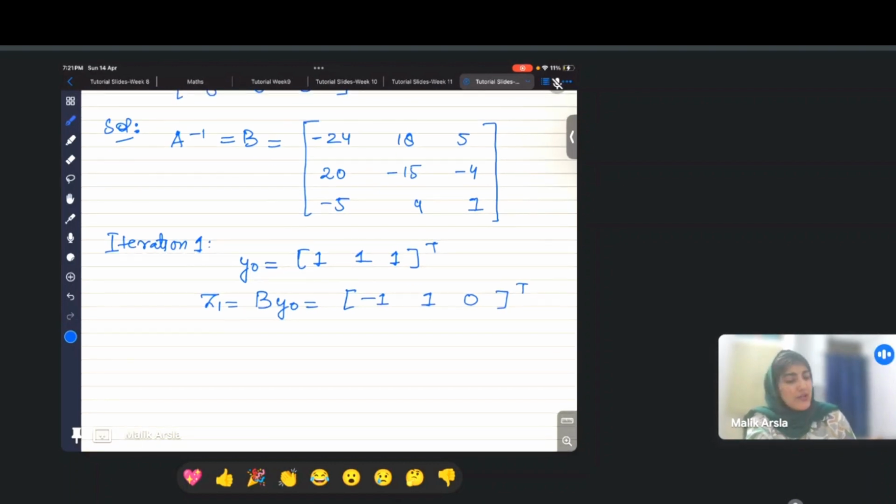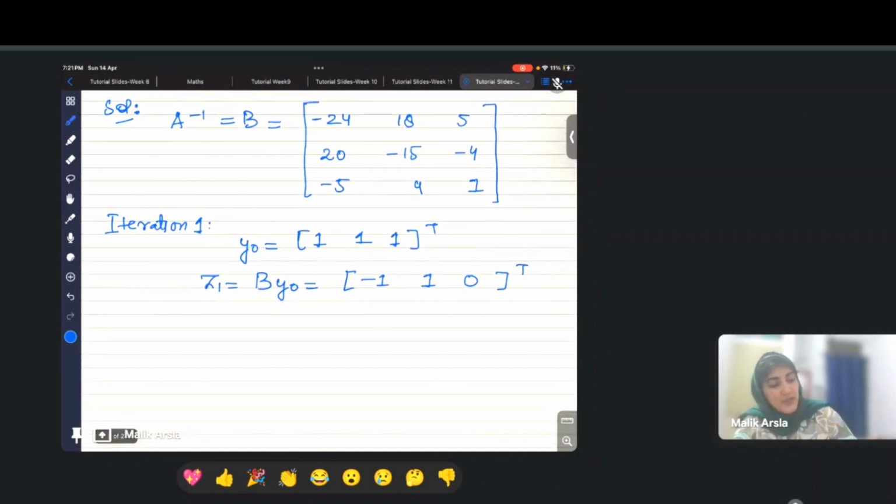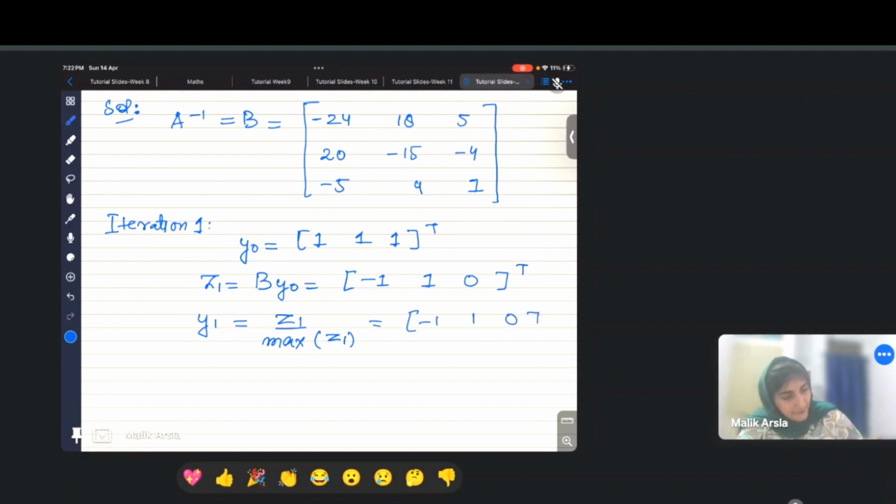Here, because they have not specified the number of iterations, you just have to check for lambda. So lambda 1 will be Z1 upon Y naught. And Z1 upon Y naught is coming out to be minus 1, 1 and 0, which is different. This ratio is not the same. So your solution has not converged yet, and you have to keep on going. And here Y1 will be Z1 upon the maximum of Z1. The maximum absolute value is 1, so it will simply remain the same.